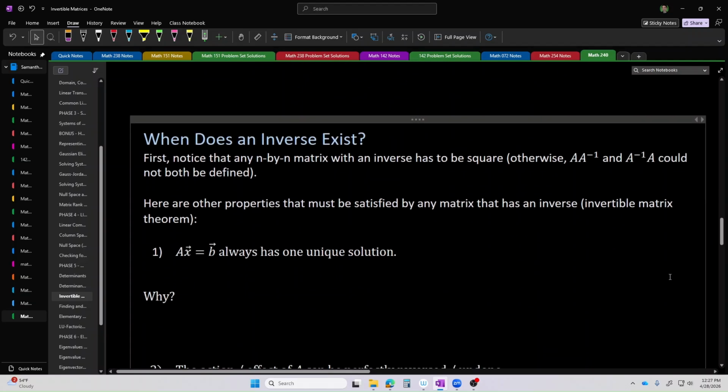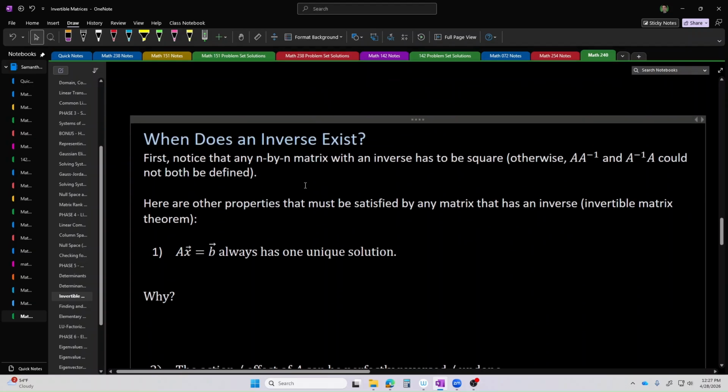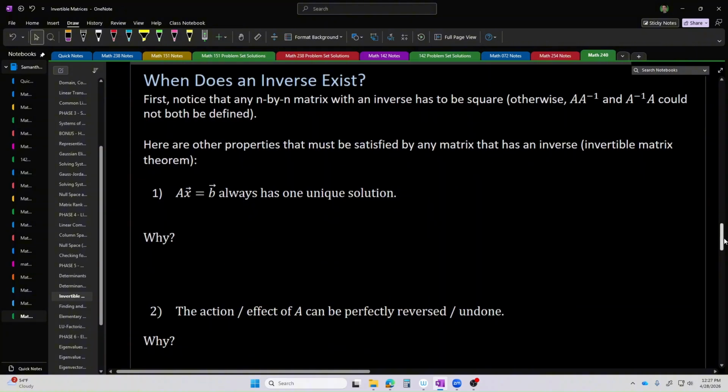So let's talk about the conditions under which a matrix has an inverse at all versus the conditions under which the matrix would be singular. This is a very, very famous theorem that I'm about to explore with you. This is what's called the invertible matrix theorem. The invertible matrix theorem is a list of conditions and properties that are held by any invertible matrix. So let's explore this together.